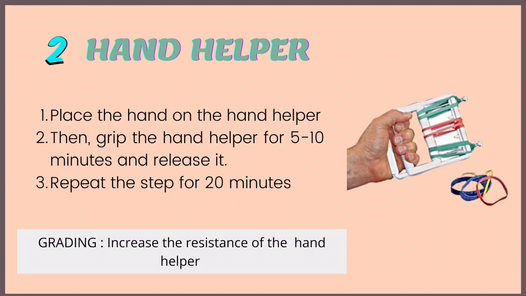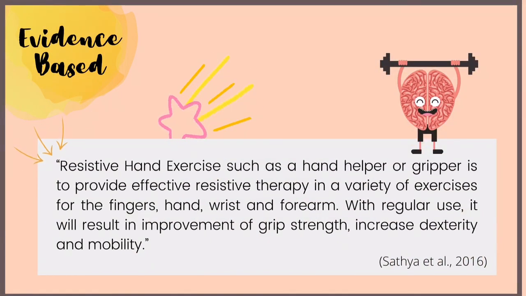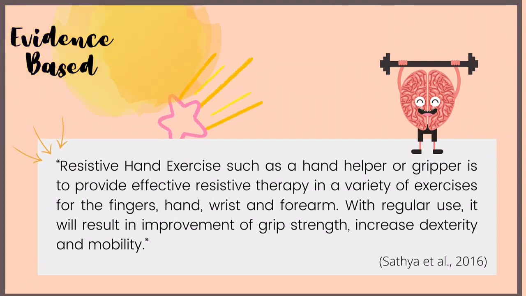To grade this activity, we can increase the resistance of the hand helper. For the evidence base, according to Nadiah et al., resistive hand exercise such as a hand helper or gripper provides effective resistive therapy in a variety of exercises for the fingers, hand, wrist and forearm. With regular use, it will result in improvement of grip strength, increased dexterity and mobility.